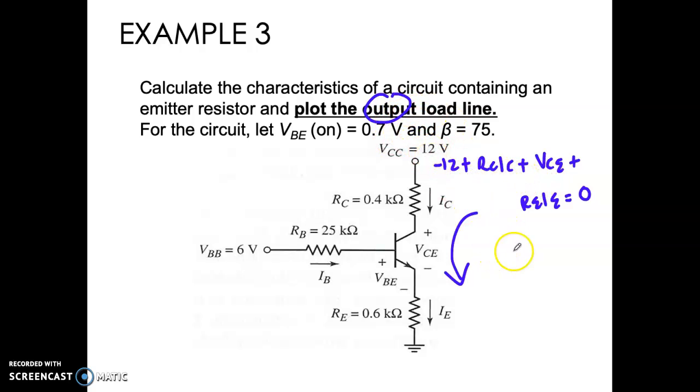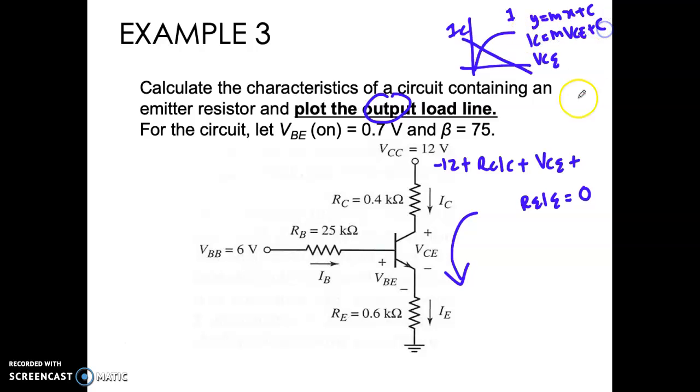So we're taking the output load line, this is the graph of IC and VCE. So this is the line. So your line is Y equal MX plus C. So your Y is actually your IC equal MVCE plus C.